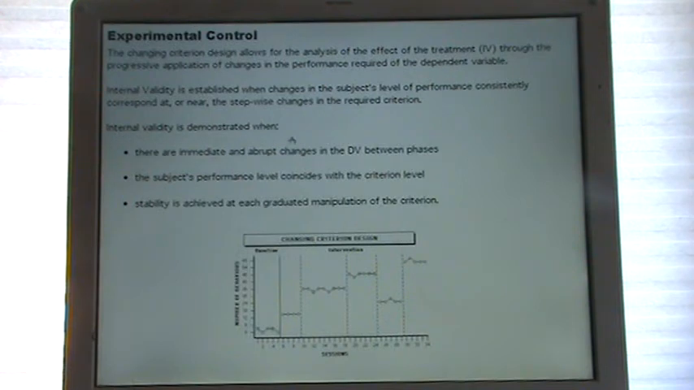Internal validity is demonstrated when there are immediate and abrupt changes in the dependent variable between phases, the subject's performance level coincides with the criterion level, and stability is achieved at each graduated manipulation of the criterion.